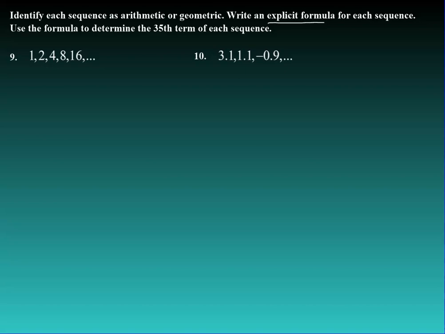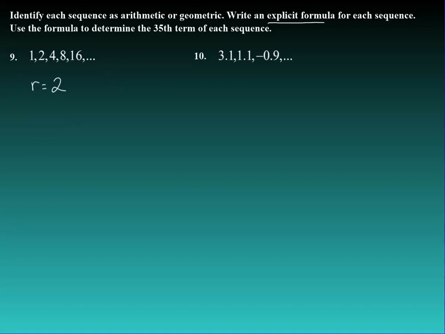Number 9. 1, 2, 4, 8, 16. So 1 times 2 is 2, times 2 is 4, times 2 is 8, and so on and so forth. So we are multiplying by 2 every time. So in this case, our r is equal to 2.